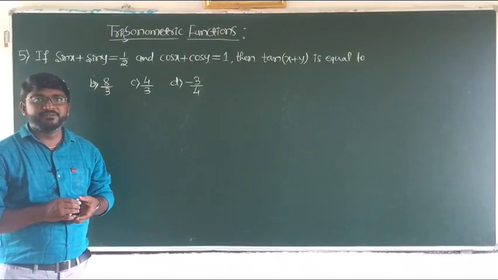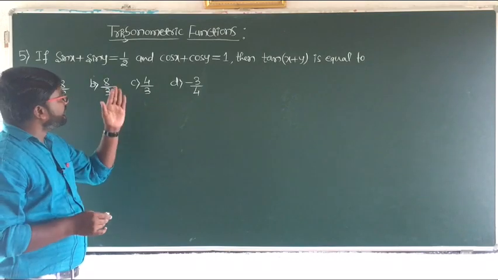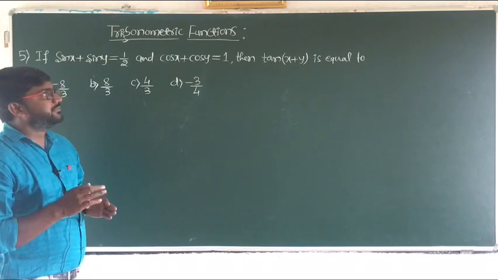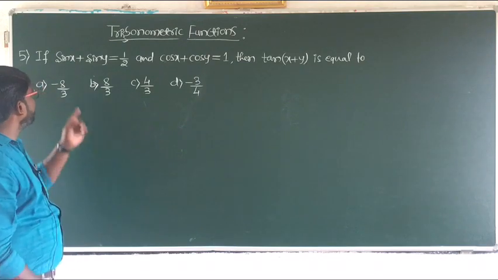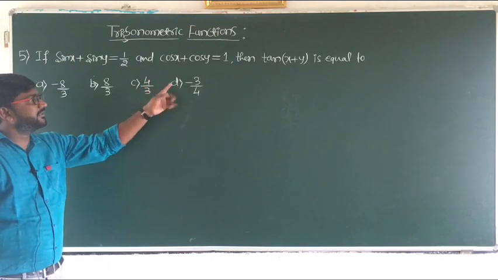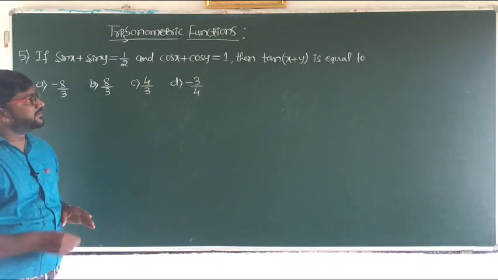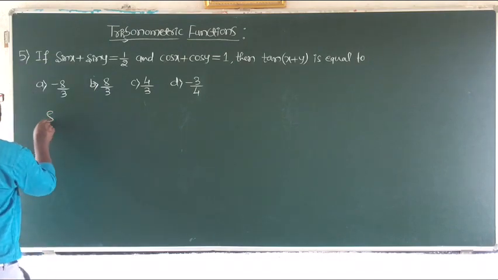Well, the next question it is, if sin x plus sin y equal to 1 by 2 and cos x plus cos y equal to 1, then tan of x plus y is equals to, the four options are minus 8 by 3, plus 8 by 3, 4 by 3, minus 3 by 4, and this was asked in 2015 Karnataka CET. So see here.